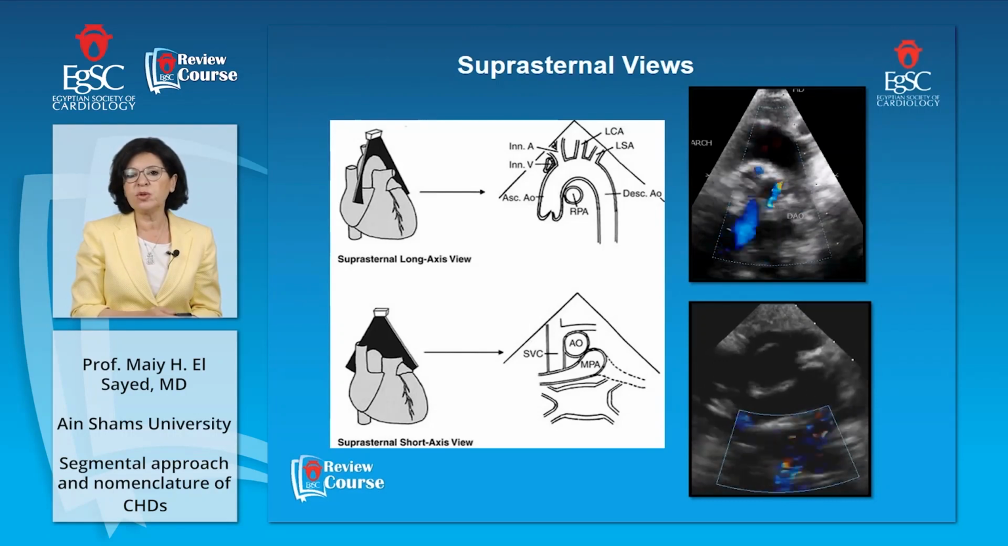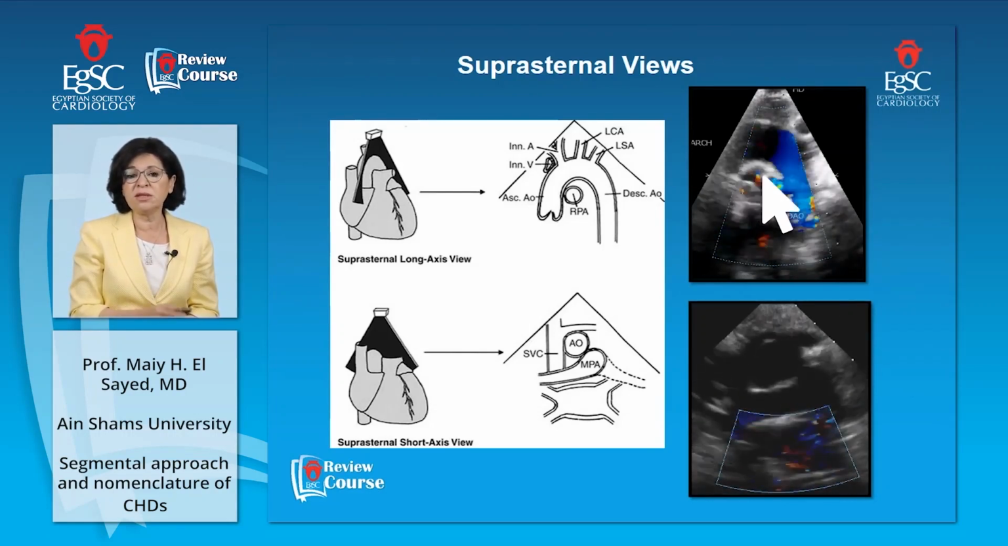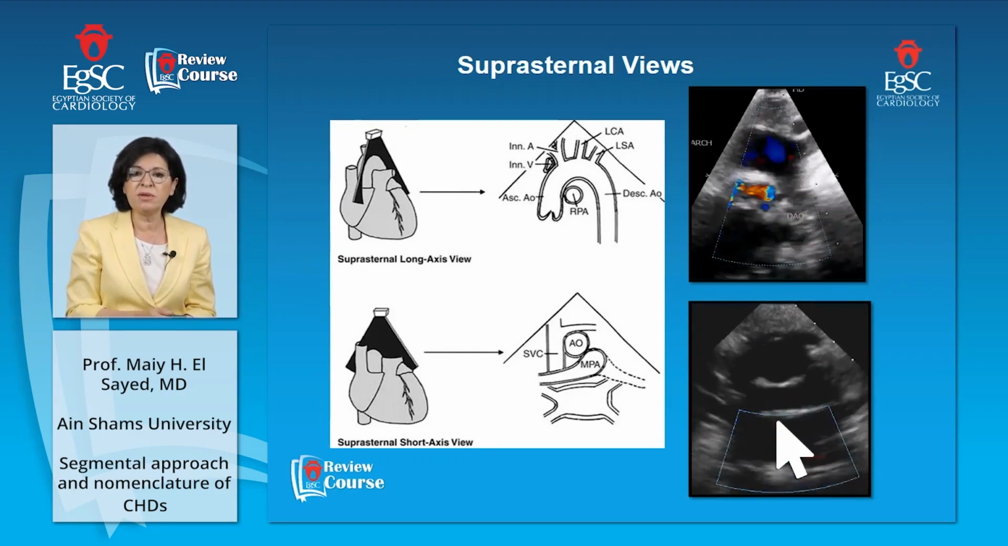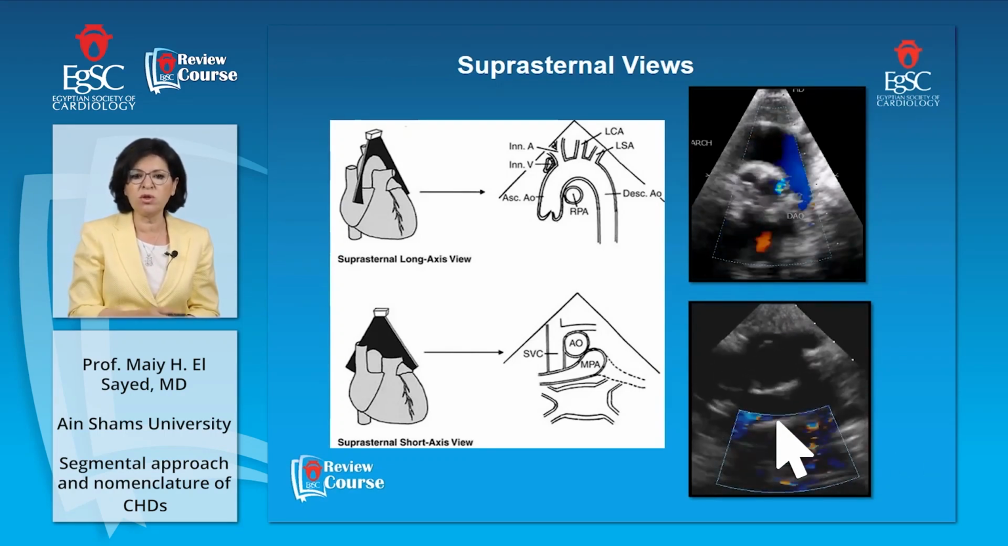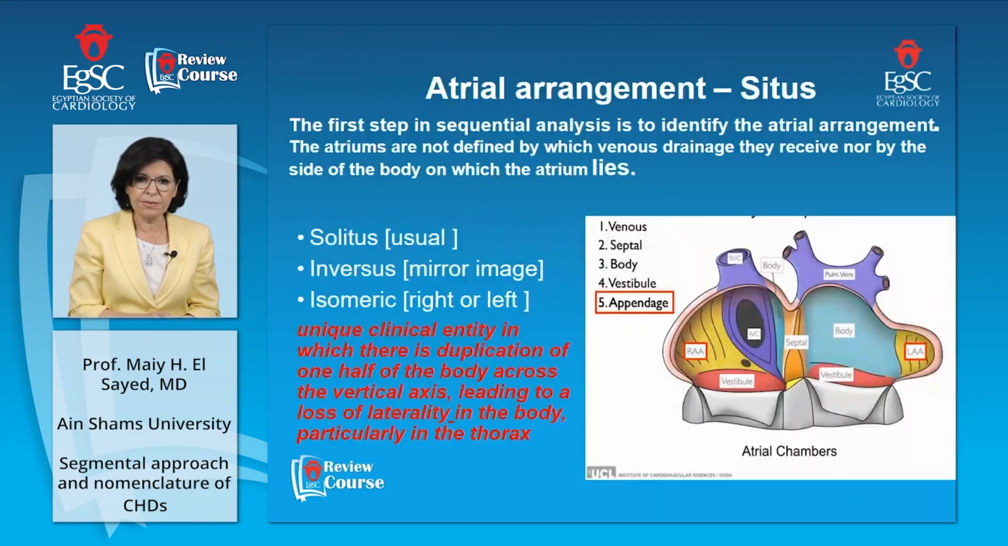And we have the suprasternal views from where you can see the aorta, whether there is, like in this view, a very small PDA, and also the systemic veins and the pulmonary veins, which is called the crab view. So how do we start your analysis by echo?